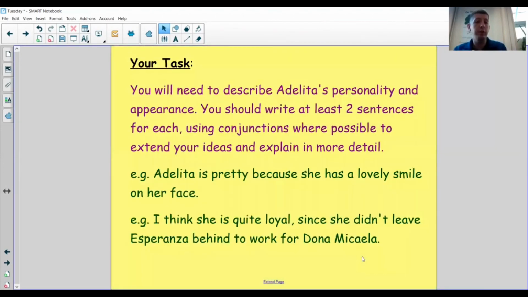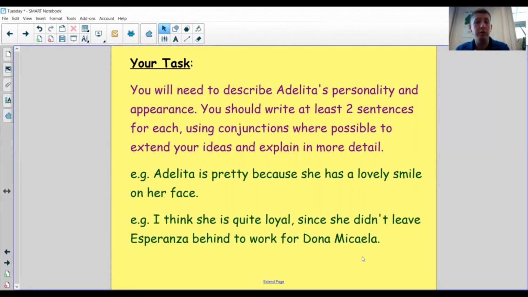What I'd like you to do for your task is to describe Adelita's personality and appearance. I'd like you to write at least 2 sentences for each. So 2 to do with her personality and 2 to do with her appearance. So that's 4 sentences in total. It does say at least, so if you would like to write more, then go for it.